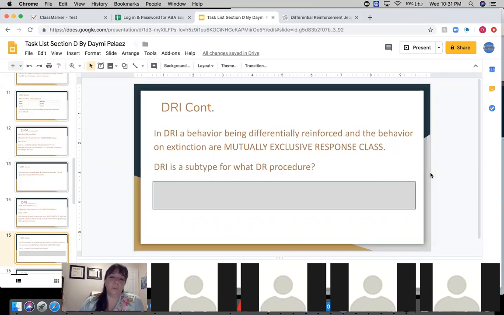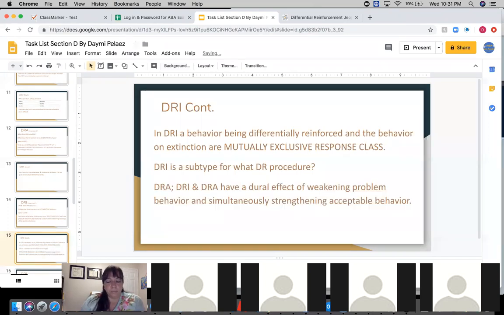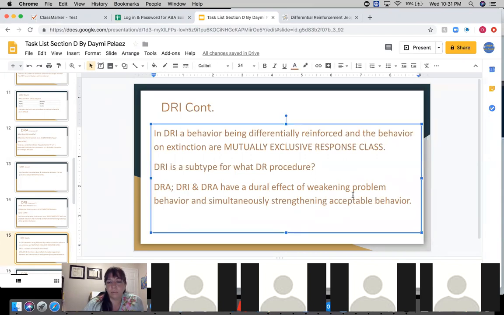That explains itself. But what do you think is very similar to DRI? What other DR procedure? DRA. Perfect. DRI and DRA have a dual effect of weakening problem behavior and simultaneously strengthening acceptable behavior.